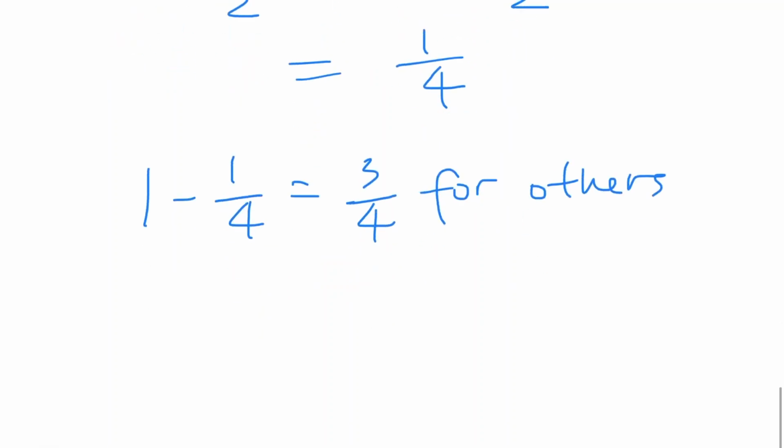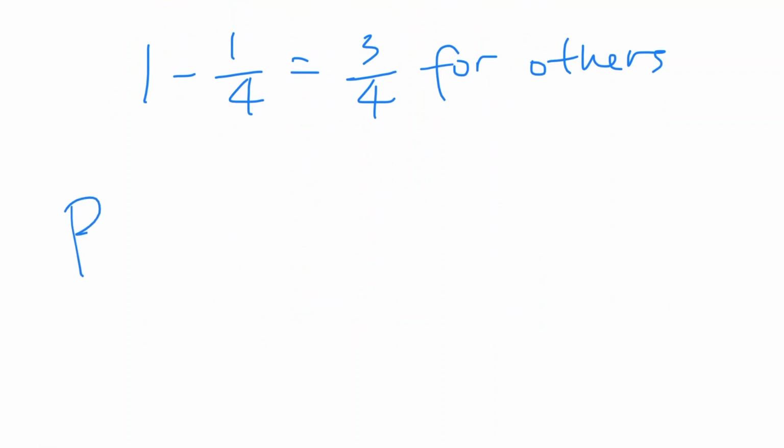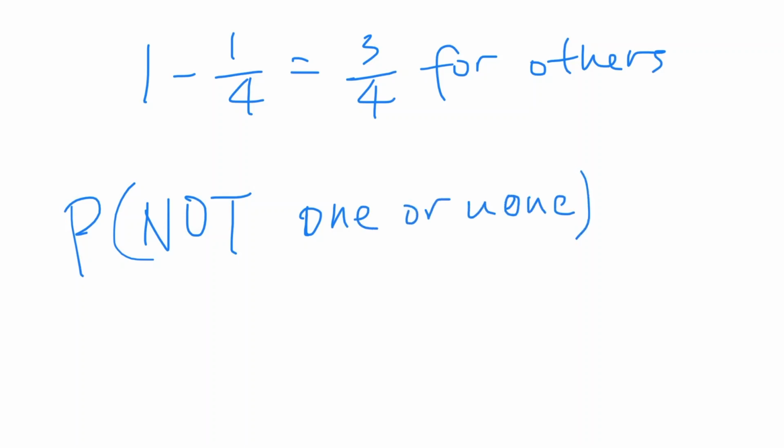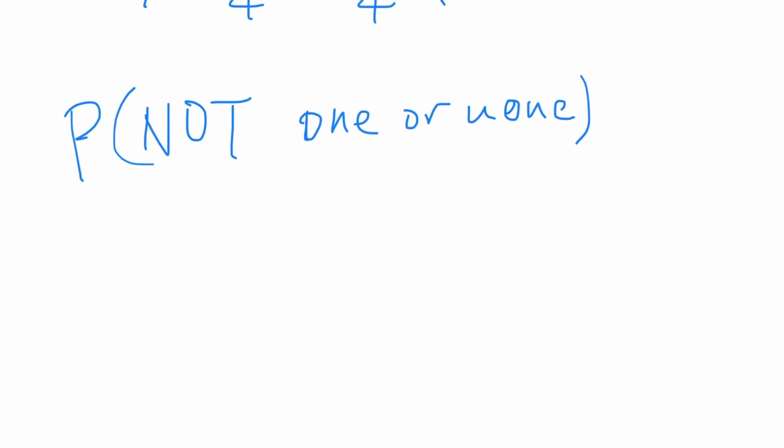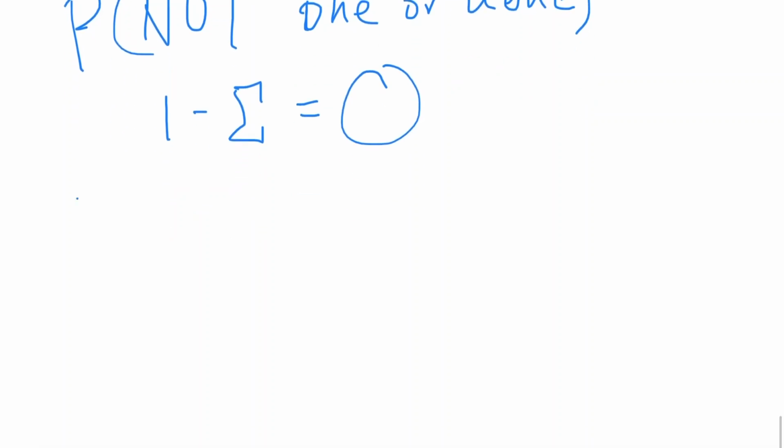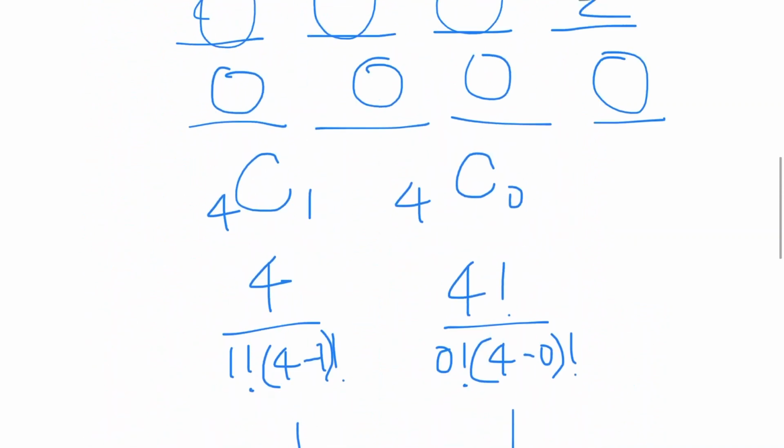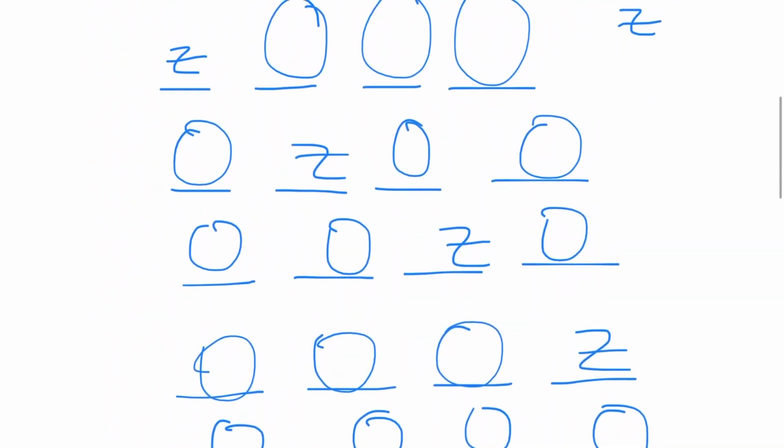And so now we just plug it simply into the equation, because recall, we are trying to find probability not 1 or none, right? So probability not 1 or none. So that would be 1 minus the sum of all probabilities, and that would give us our final answer. So 1 minus the number of ways to do 4 little z offspring. And we saw up here, way back up here, we counted 4 ways. 1, 2, 3, 4. 4 ways to do that.